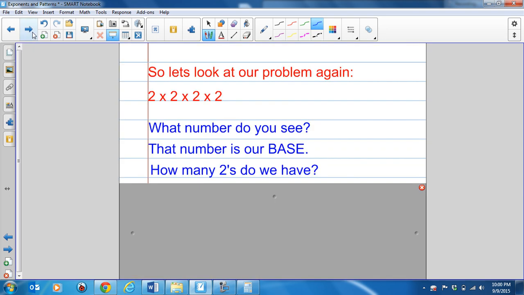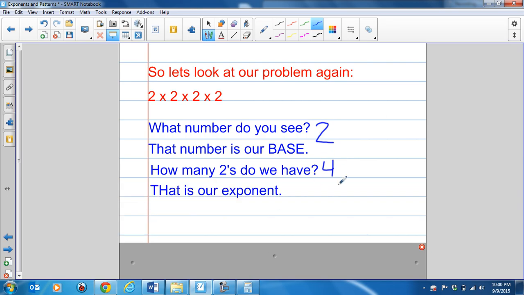So let's take a look at our problem again. We have 2 times 2 times 2 times 2. What number do we see? The number we're looking at is 2. So that is our base. That is the number that we're going to write big. Now, how many of the 2's do we have? We have 4 of them. So this 4 is our exponent. If we were going to write this using an exponent, we would write 2 to the power of 4. And that just means 2 times 2 times 2 times 2. So our problem is going to equal 16. Either way it is written, it equals 16.